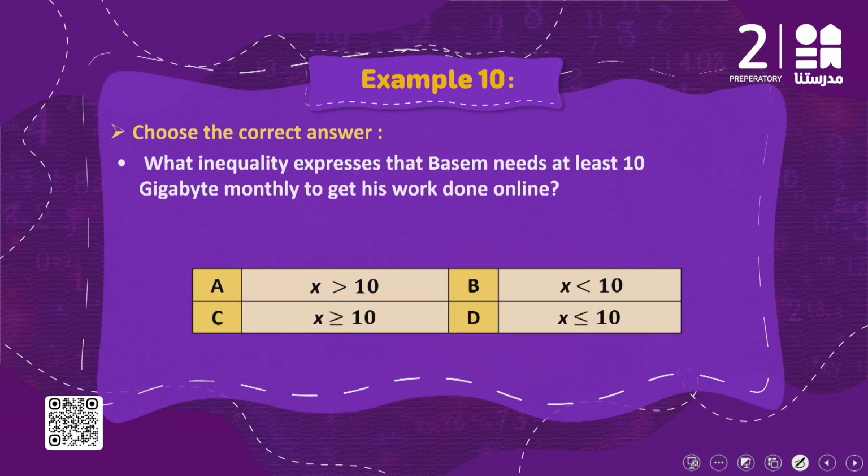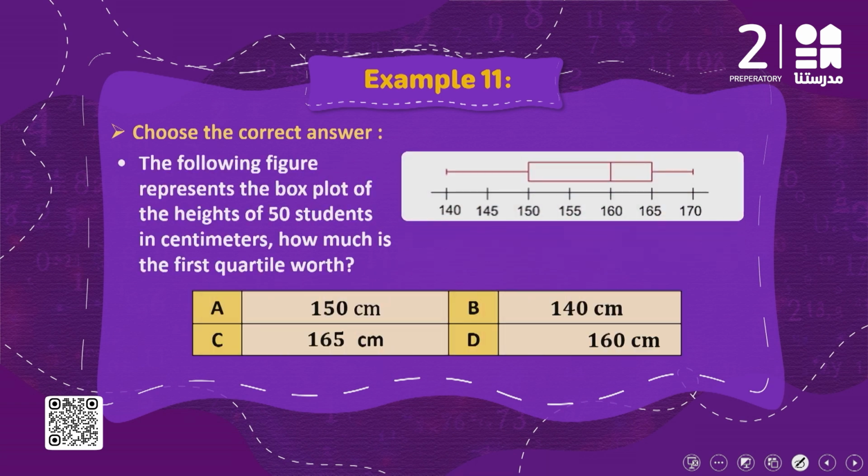What inequality expresses that Basim needs at least 10 GB monthly to get his homework done online? At least 10 means 10 or more. So you have a value equal to 10 or more than 10. This is more than 10, and if it's equal, you also have this sign. So here you have G for gigabyte, X for unknown, any letter. So X is more than or equal to 10. This is letter C.